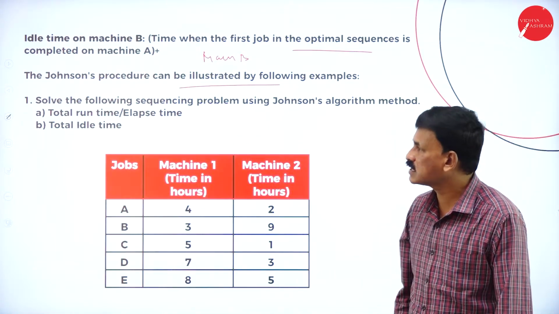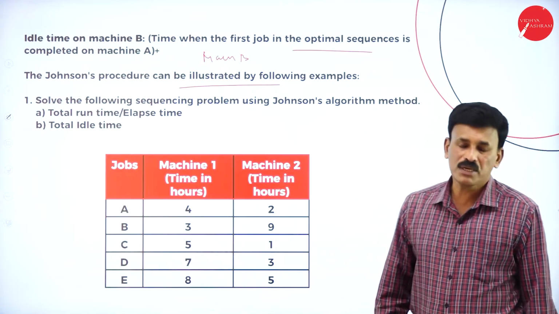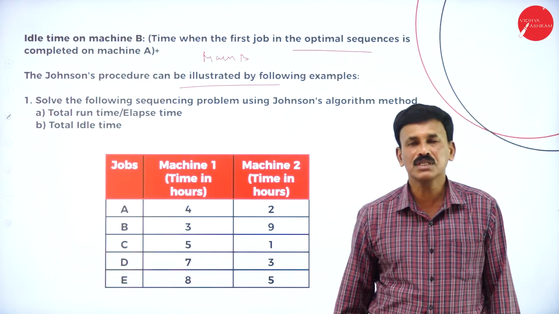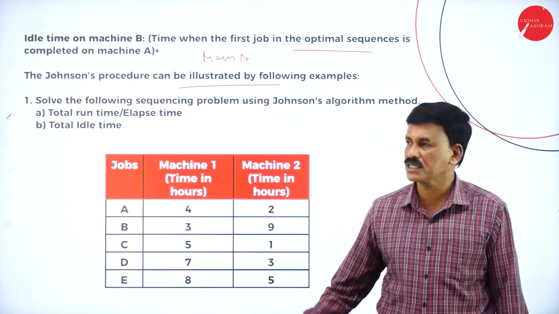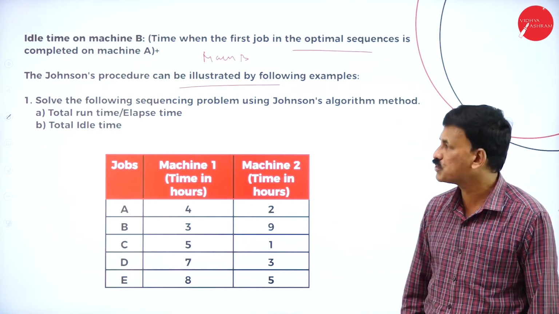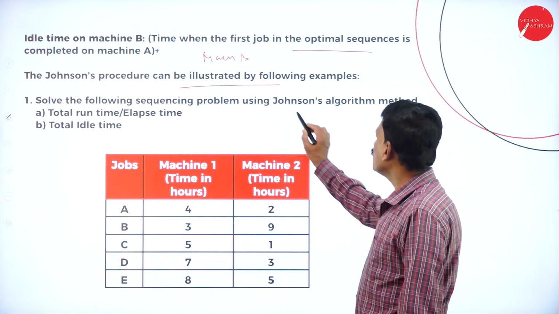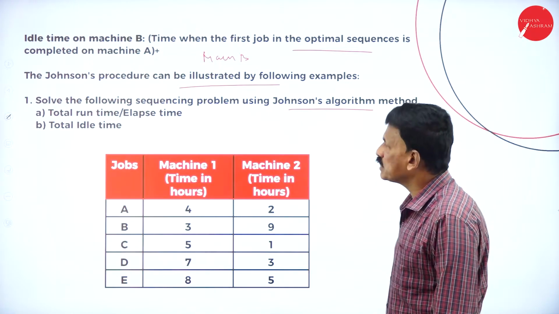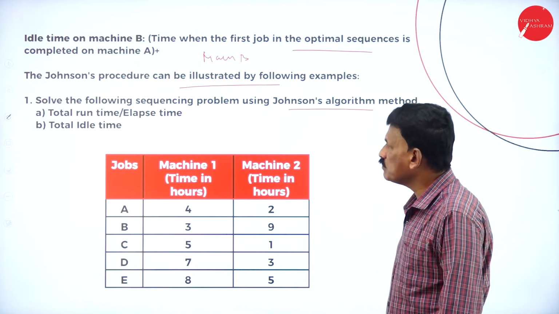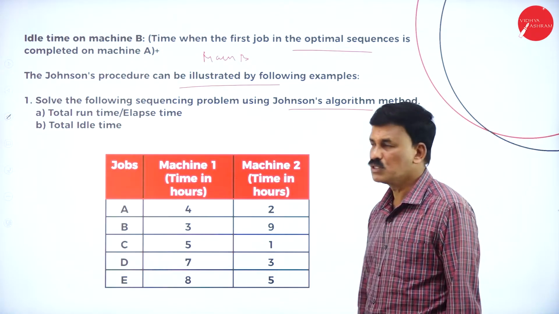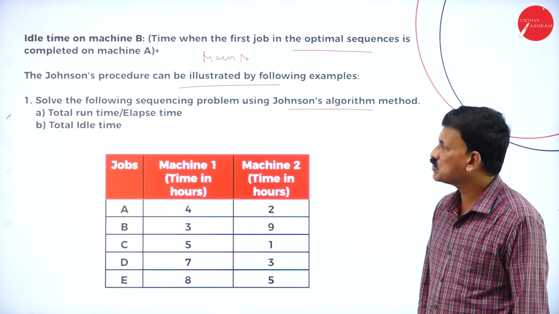Let us consider an example. In the examination, they may ask for 5 marks: explain the step-by-step procedure to solve a sequencing problem using Johnson's method, or they will give a question like this for 7 or 8 marks. The problem will be like this: solve the following sequencing problem using the Johnson algorithm method. Find the total elapsed time and total idle time.